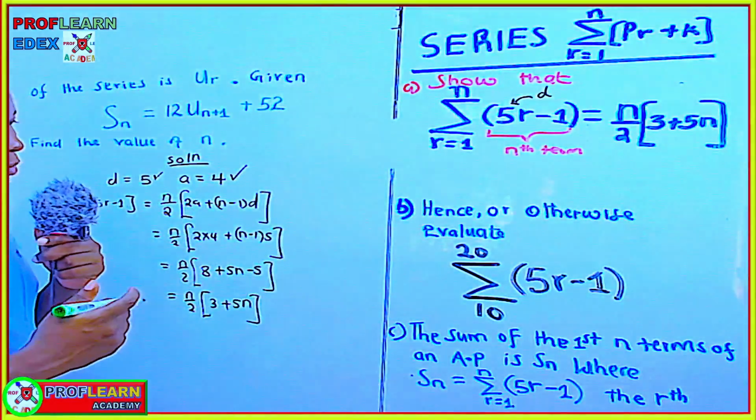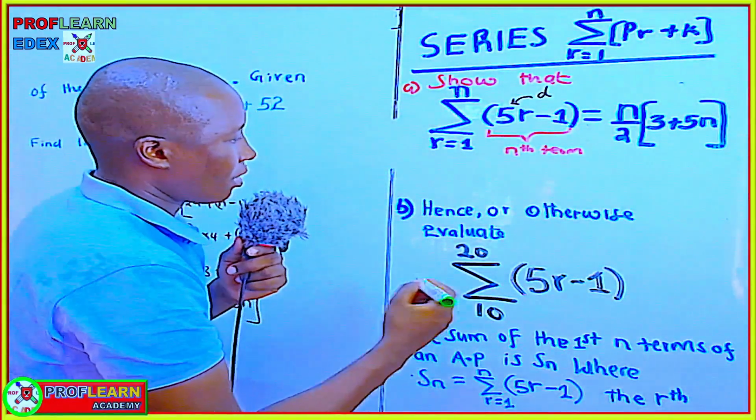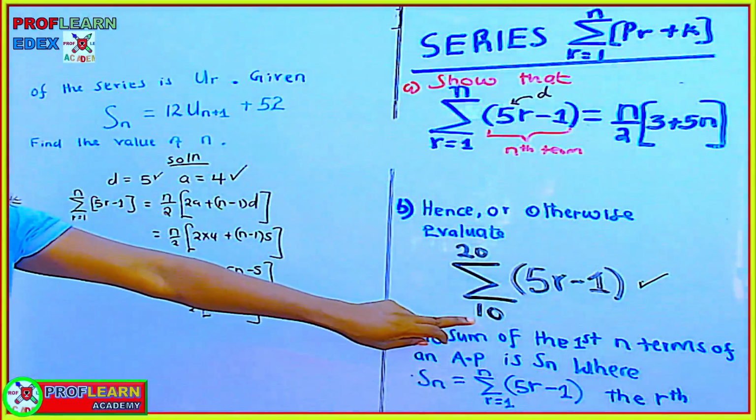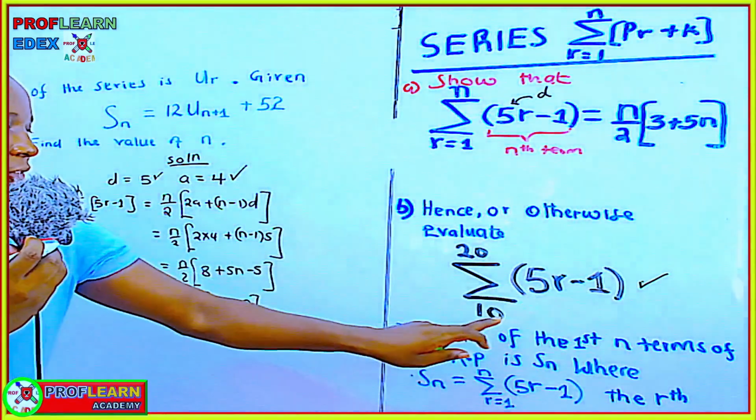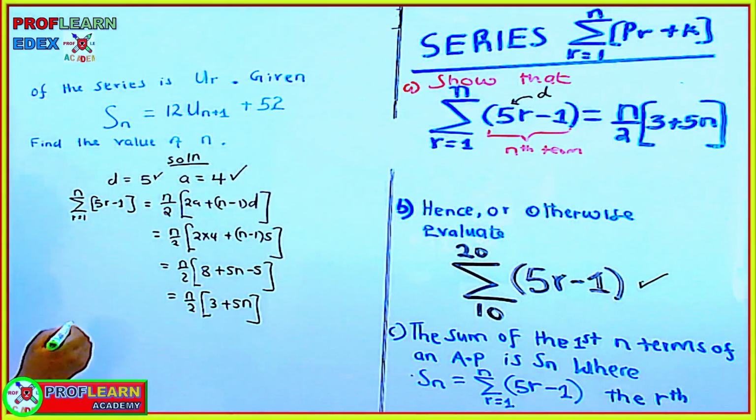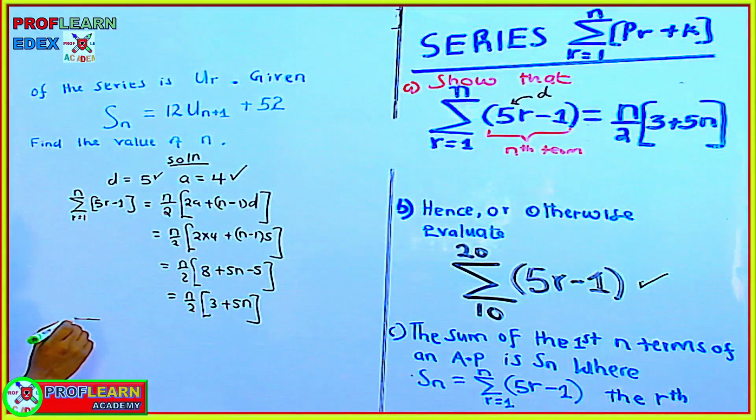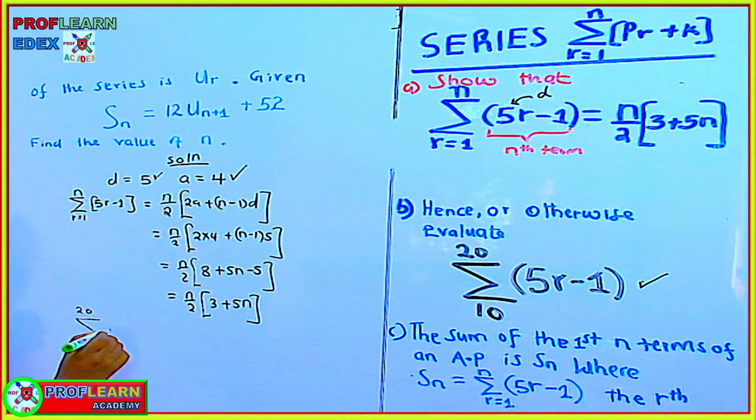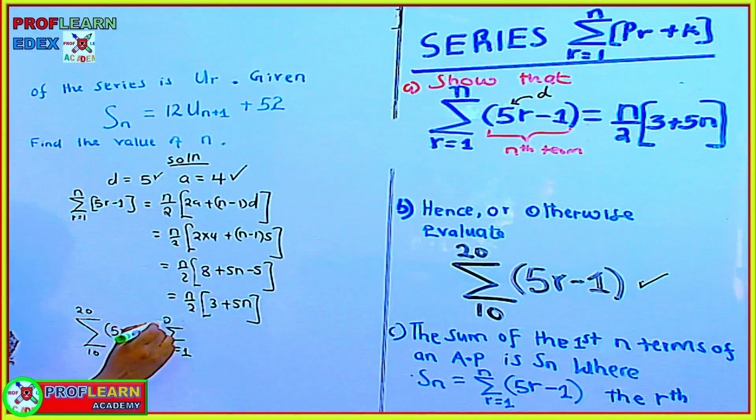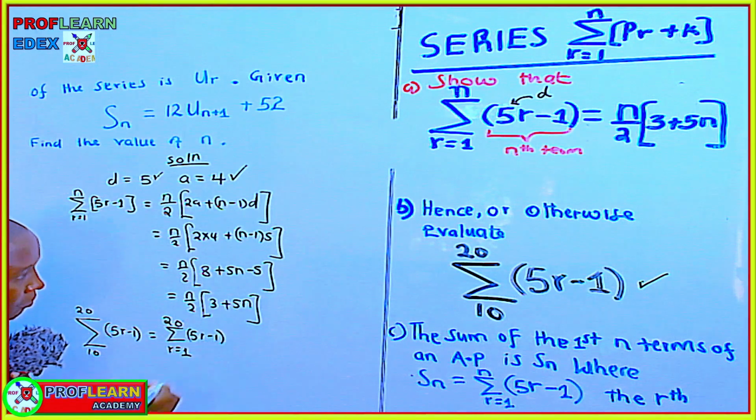Then the next part, we are supposed to evaluate the summation of 5r minus 1 from 10 all the way to 20. How are we going to go about that? To evaluate that, this is something we're going to do. Evaluating from 10 all the way to 20 of 5r minus 1 is the same as evaluating from r equals 1 all the way to 20 of 5r minus 1, right?